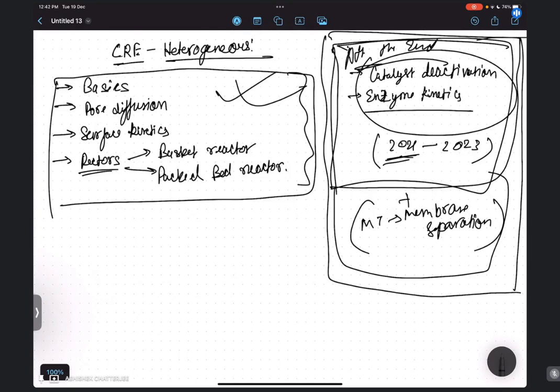Okay, however this part, that is your heterogeneous part, is very important, and this part we will cover. So let's do it one by one. First is your basics. What we said in our homogeneous part was that our rate of the reaction was defined as 1/V into dNi/dt. Okay, this was for our homogeneous reaction.